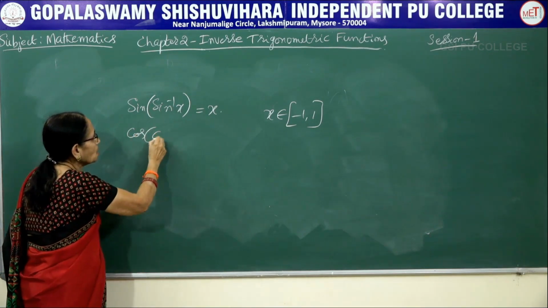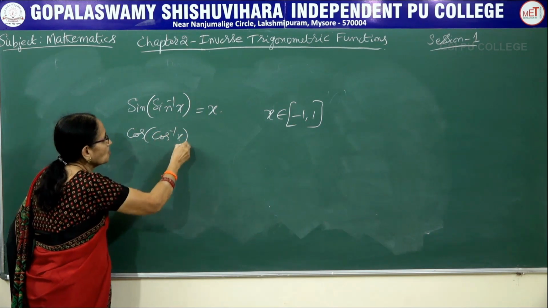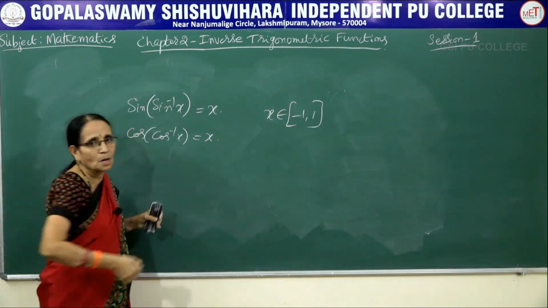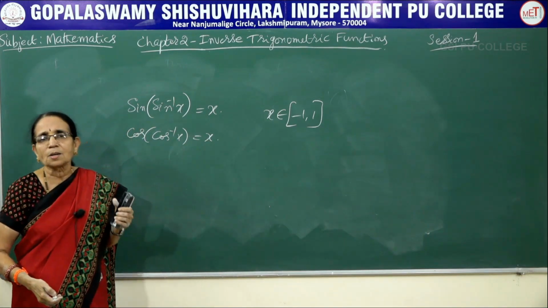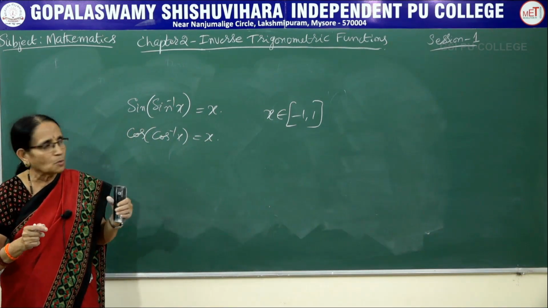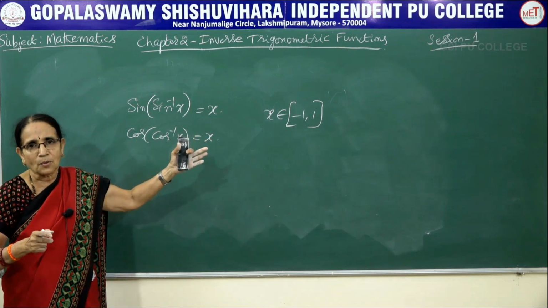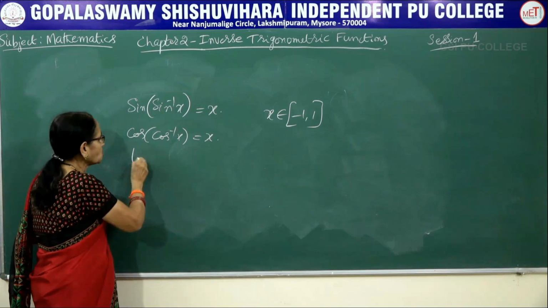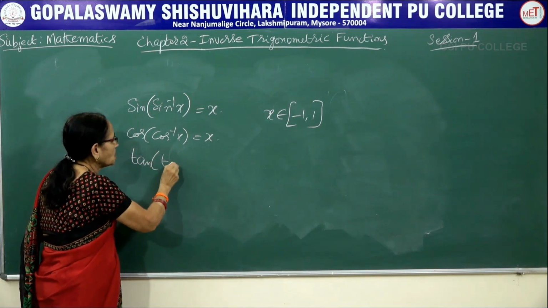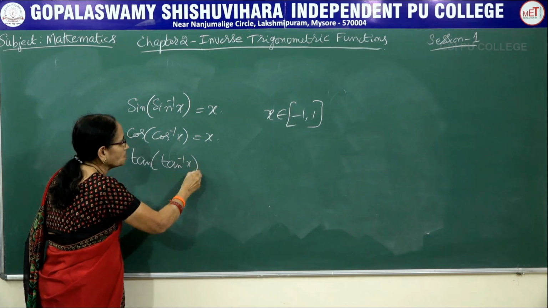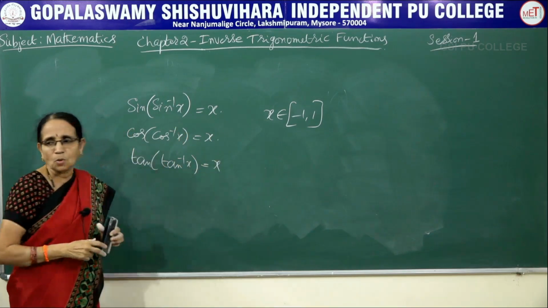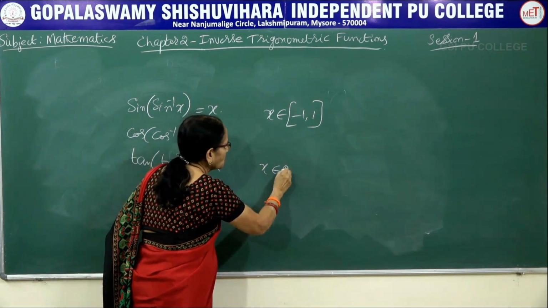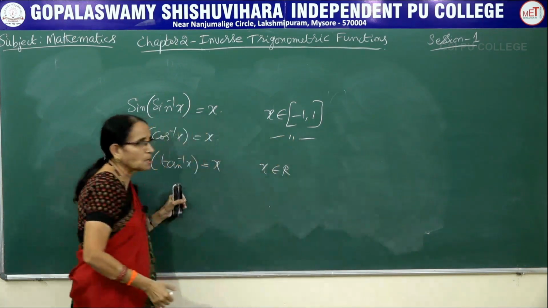Similarly, cos inverse of cos x would be equal to x. Then the same thing, the same interval we can consider. x should belong to the closed interval [-1, 1], or you can write it in the form of an inequality also. Next one, tan inverse of tan x. Again it would be equal to x. What is the condition? x should be a real number.